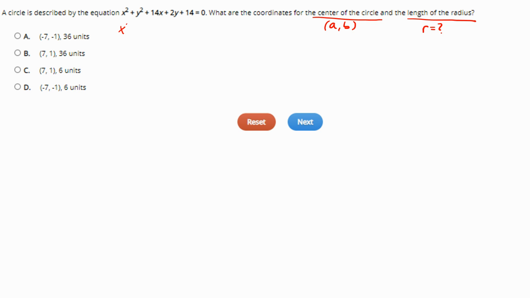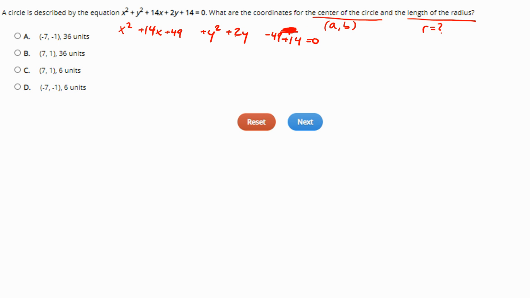So we group these guys together. X squared plus 14x plus y squared plus 2y equals 4. Plus 14 equals 0. Okay, now divide 14 in half. That's 7. Square 7, plus 49. So I'm going to add 49 and I'm going to do a minus 49.